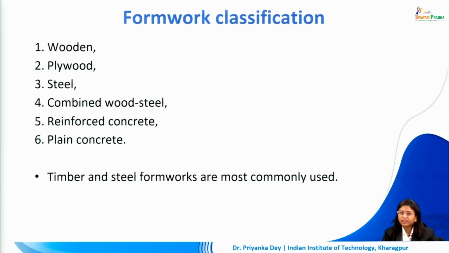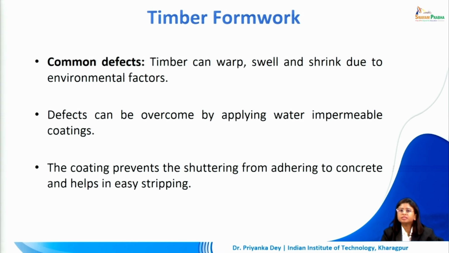Formworks can be further classified based on the material that we commonly use. We can use wooden, plywood, steel formwork, combined wood and steel. We can have reinforced concrete or plain cement concrete to actually do the formwork as well. Now timber and steel formworks are most commonly used and we will take a look at them. Let's start with timber formwork. The common defects that happen in this case is that timber can warp. It can swell up and shrink due to environmental factors, especially if it is exposed a lot to moisture.